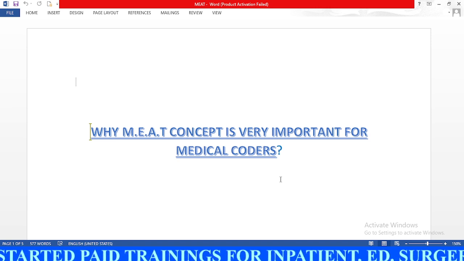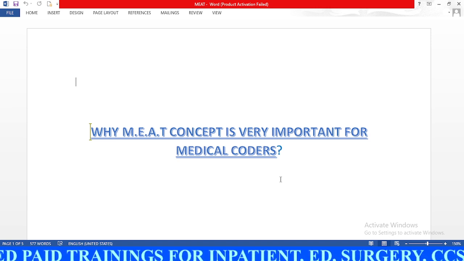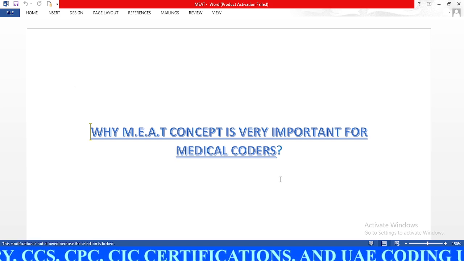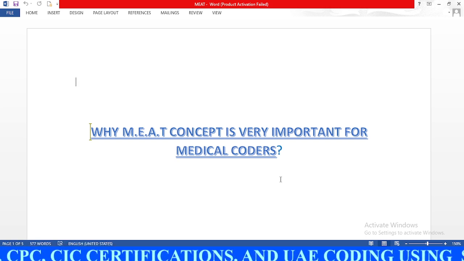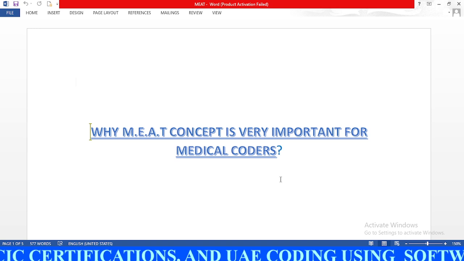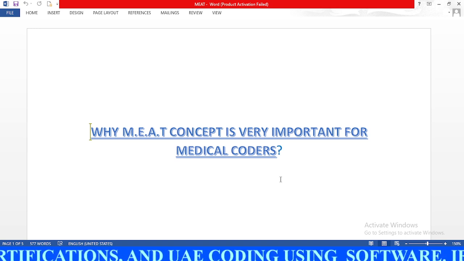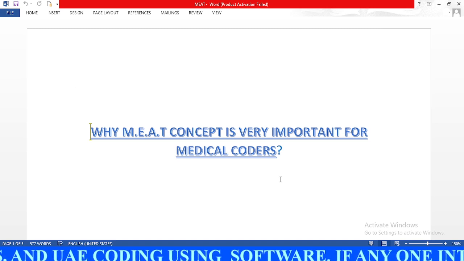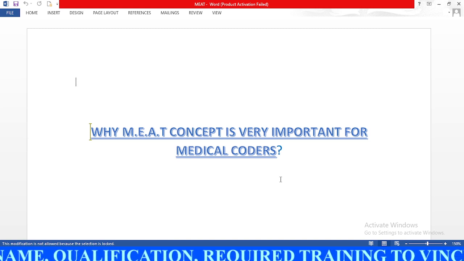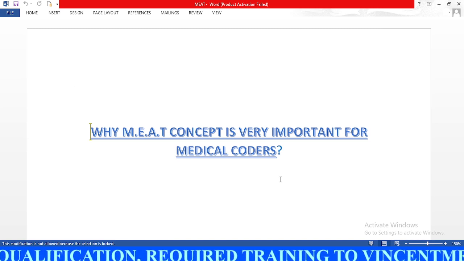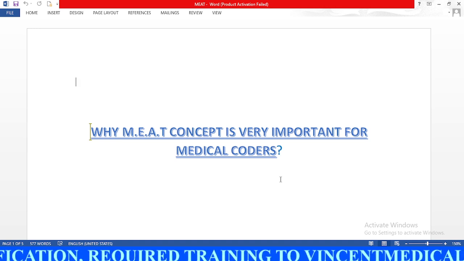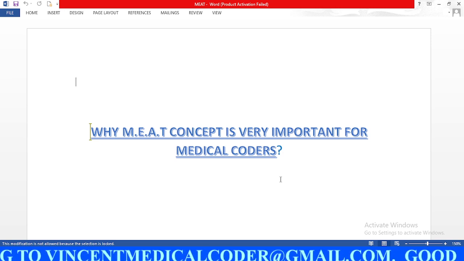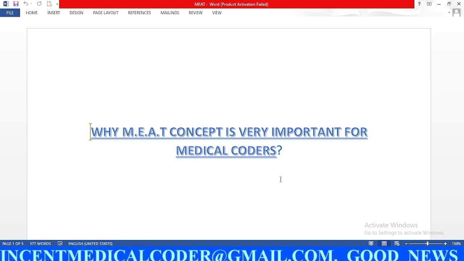So today we are going to learn why the M.E.A.T concept is very important for medical coders. Basically, the official ICD-10 coding guidelines state that a condition must be present at the time of the encounter, affect patient care or management, and be clearly documented in order to be coded as a diagnosis. So this guideline states that if the patient has any condition at the time of the encounter, additional to the current condition, which affects patient care or management, it can be coded.